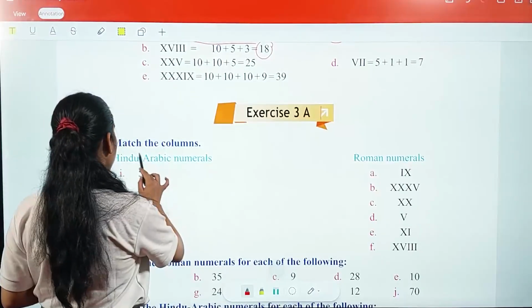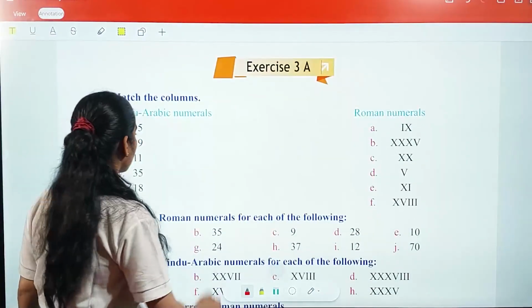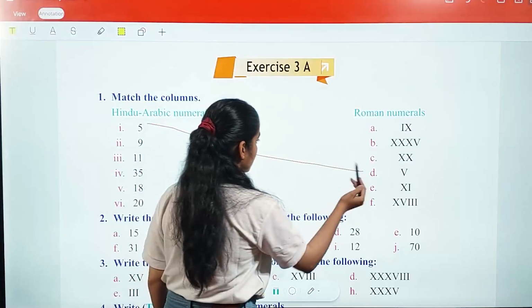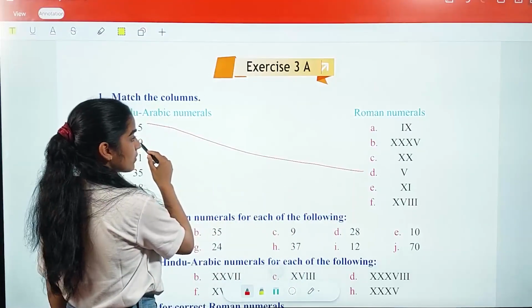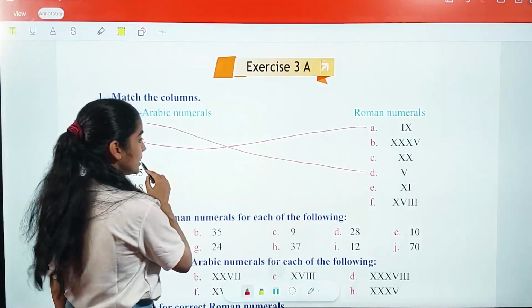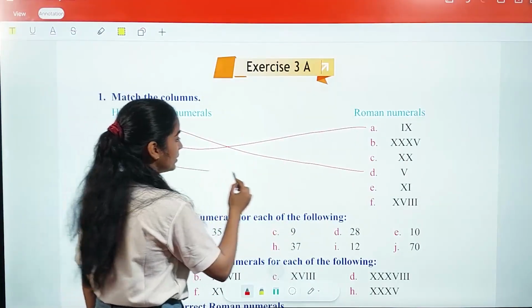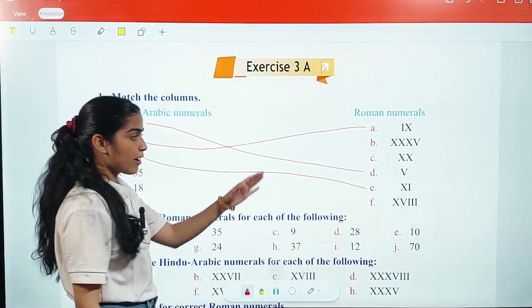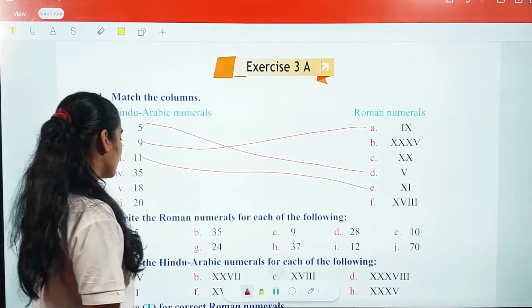So first of all, match the following Hindu Arabic numerals. So 5 is this. Then we have 9. So how can we write 9? Like this. Next 11. So how do we write 11? Like this. So students, you have to match the rest, I left for you.